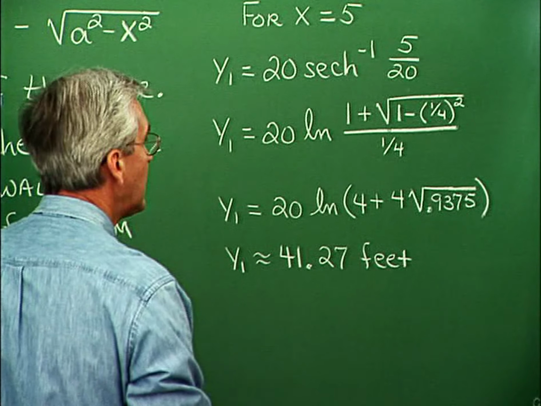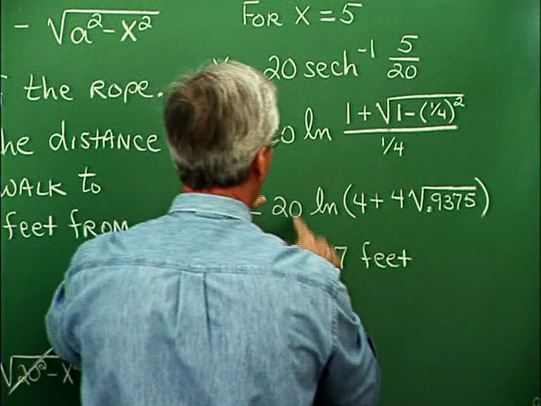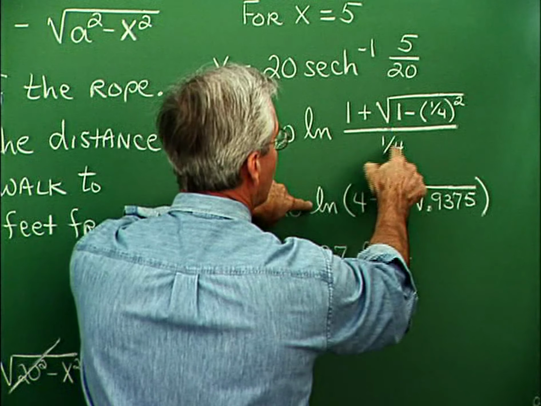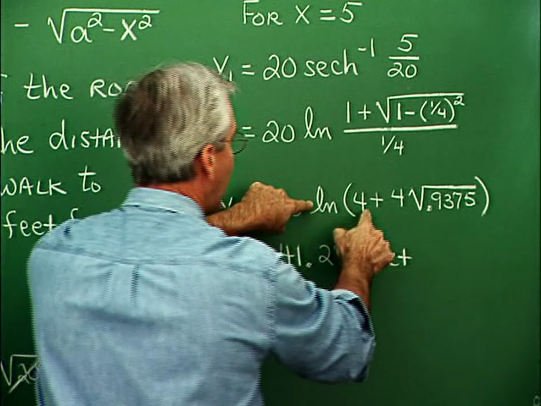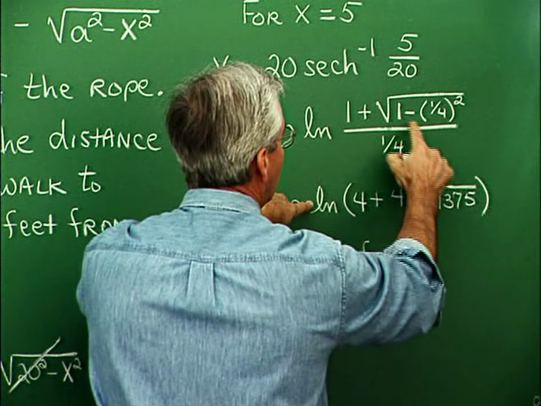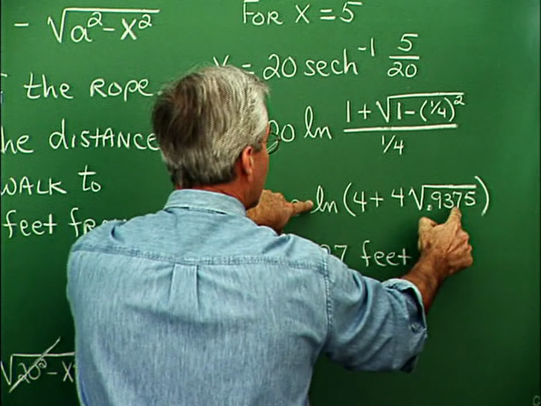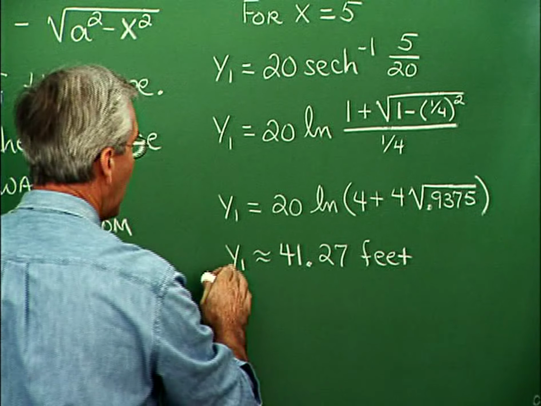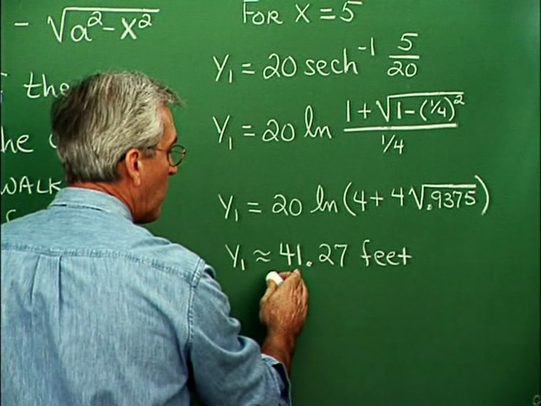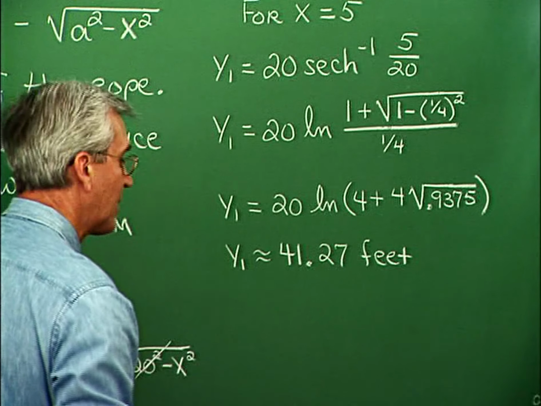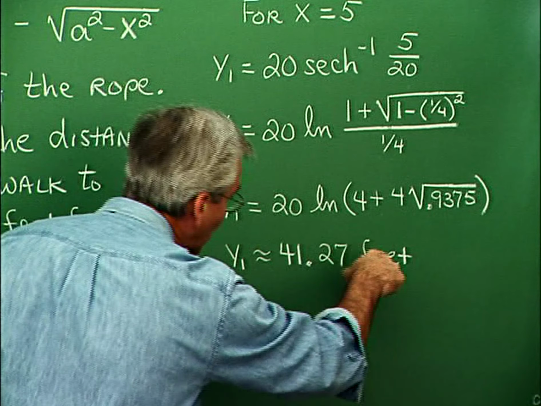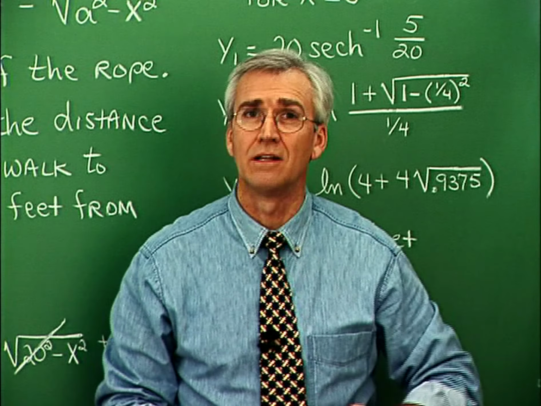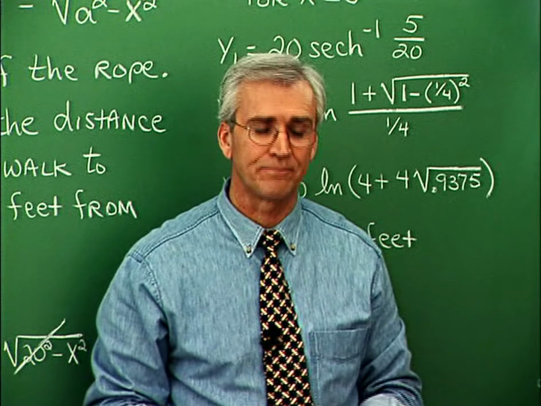And all we need to do is clean this up a little bit. So we have 20 times. Now I've multiplied 4 times the 1 and 4 here because of the 1/4 in the denominator. So we have 4 plus 4 radical, and then 1 minus 1/16 turns out to be this. Now it's a calculator push, and we find y1 to be 41.27 feet approximately. So the person has to walk this far along the dock in order to bring the boat to within 5 feet from the dock.